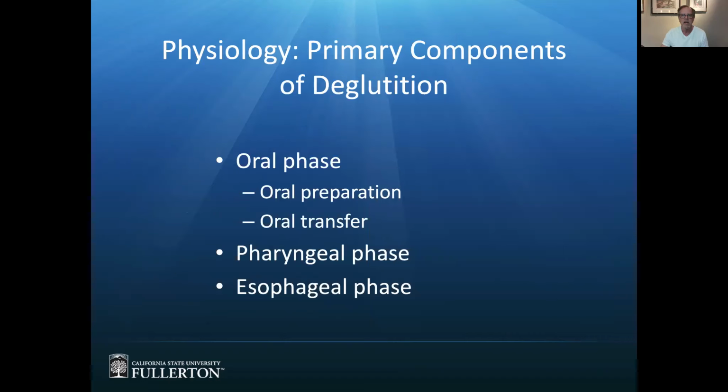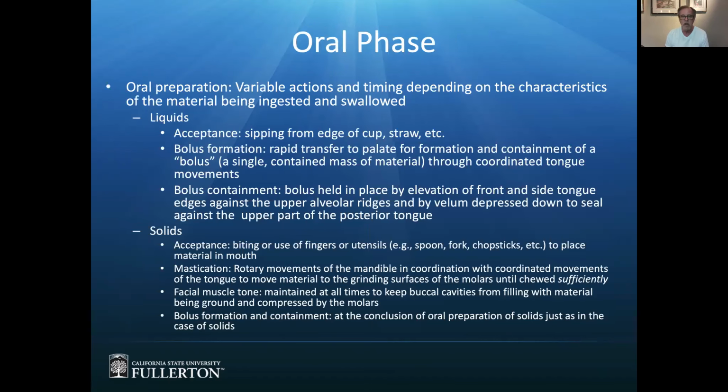All right. Now we've got the anatomy. I don't think we have to introduce any new anatomical concepts at this point, but what I'm going to go into now is the physiology. And we're going to start with the physiology of the swallow by simply dividing it into its three main components: the oral phase, the pharyngeal phase, and the esophageal phase. And the oral phase is divided into two subcomponents: oral preparation and oral transfer. So we'll cover that first.